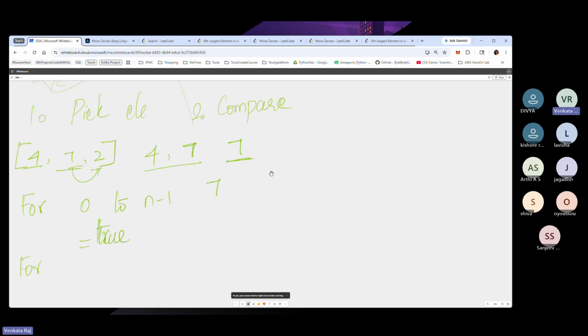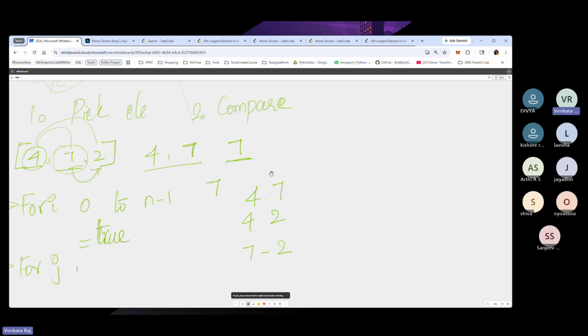So this is I, and this is J. If you have to compare two elements in an array, definitely you have to have another for loop, because you compare 4 against 7 and also 4 against 2, and then later 7 against 2. How do you compare all the possible pairs? You have to pick 4; the first for loop will take care of that. The second for loop is to compare 4 with 7, and 4 with 2.